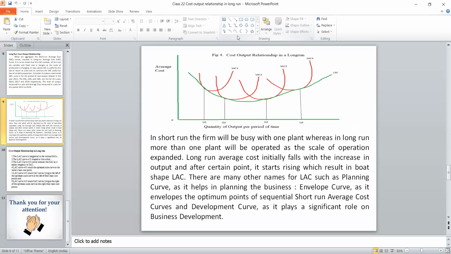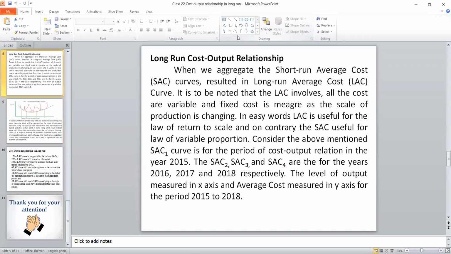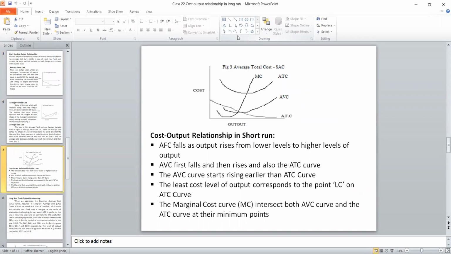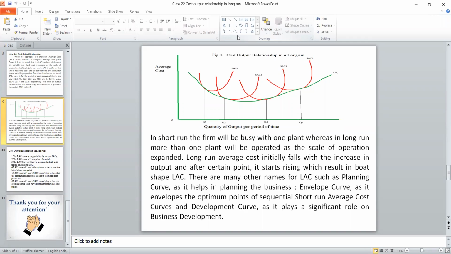Now we will see the diagram. You can see we measure the time period on the x-axis and the quantity produced. Similarly, the average cost is measured on the vertical axis. The first one, SAC1, is nothing but the ATC curve. That curve we have shown as SAC1.